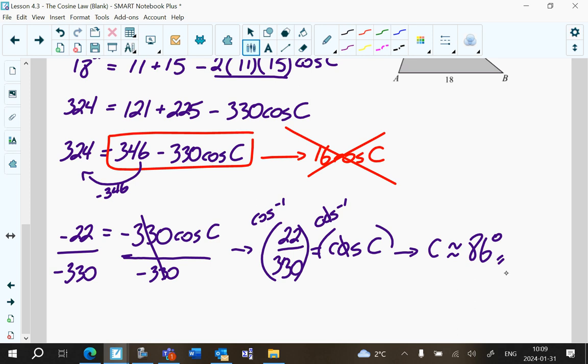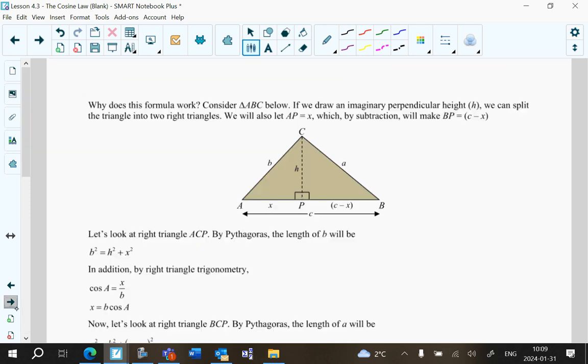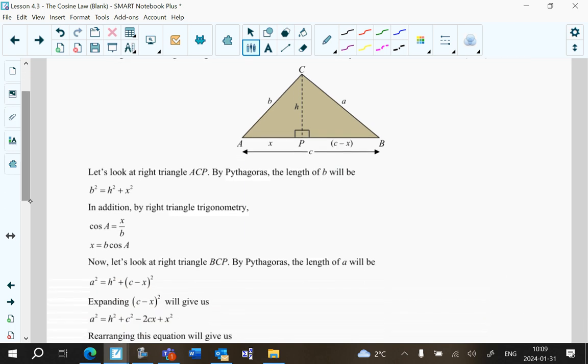The next page, just like I did with sine law, is just a proof of cosine law. You don't need to know this. Like I said before, we get that cosine law formula by splitting the non-right triangle into right triangles and using Pythagoras and right triangle trig to make a formula that works every time. That's really all it is. But I would like to look at this one.